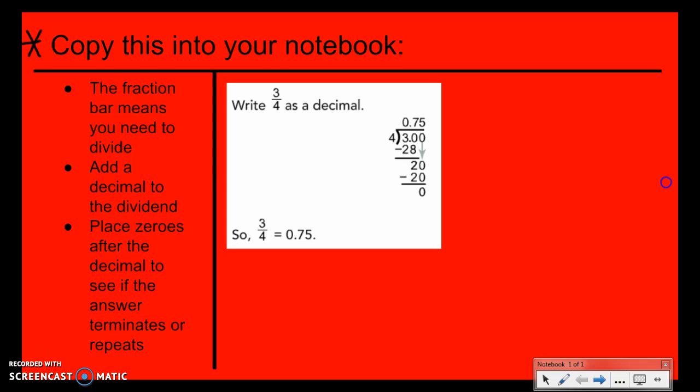The fraction bar means you need to divide. So anytime you have a fraction, you're actually looking at a division problem. The top number is going to be your dividend. That means it's the number that you're dividing into pieces, whereas your bottom number is your divisor. So you can see over here on the right side of the screen that 3 is inside your fraction and 4 is on the outside.